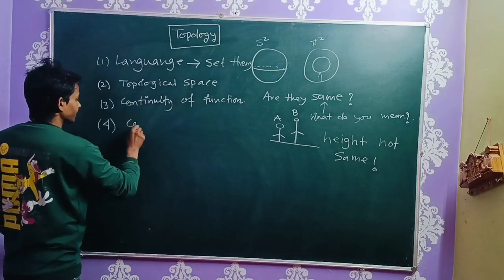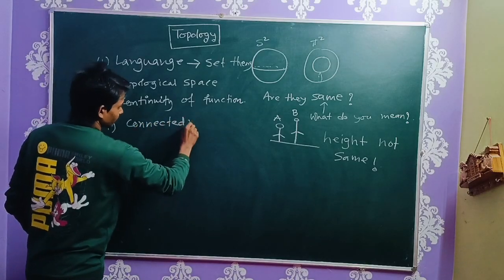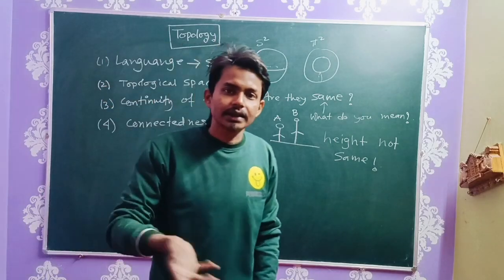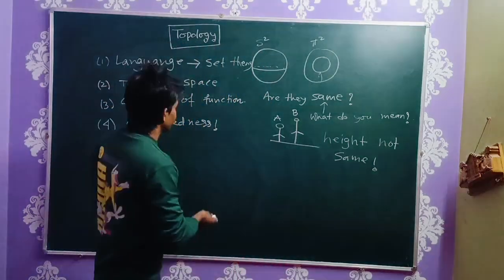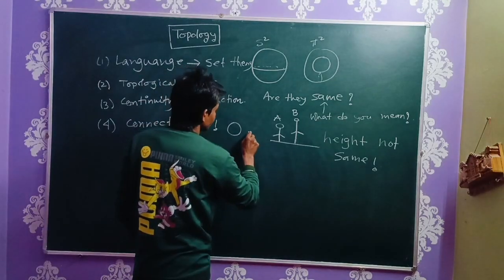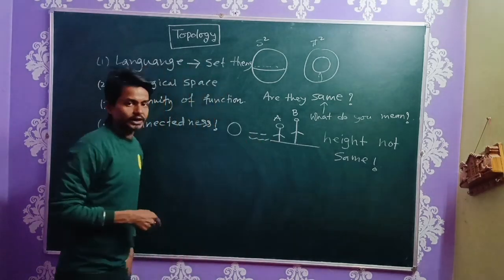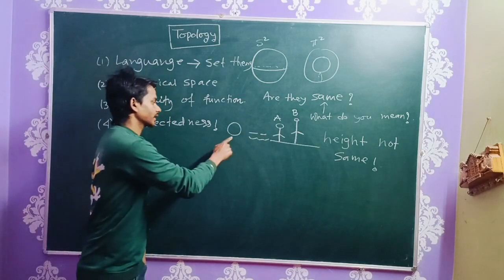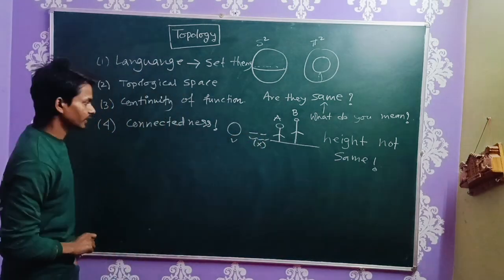And fourth, we define connectedness. This is also very important. What do you mean by connectedness? Connectedness basically means a single piece. For example, the circle is a single piece. But if I take two lines together, these two together have two pieces. This is one piece and the second one is the other piece. So this is connected, but this is not connected, in some sense.